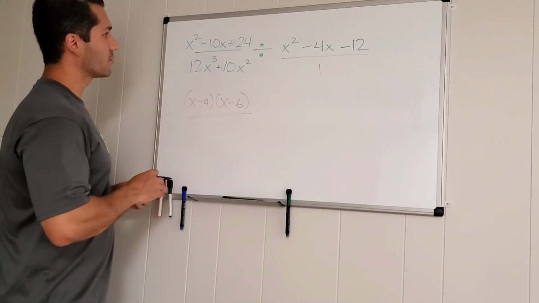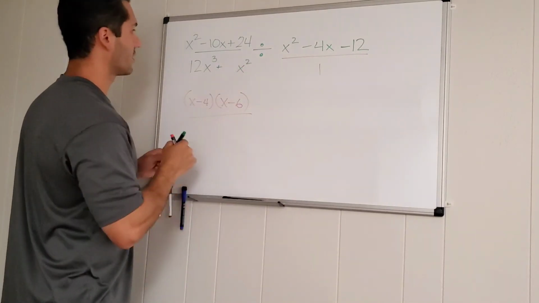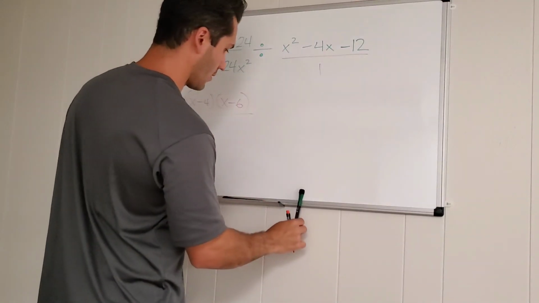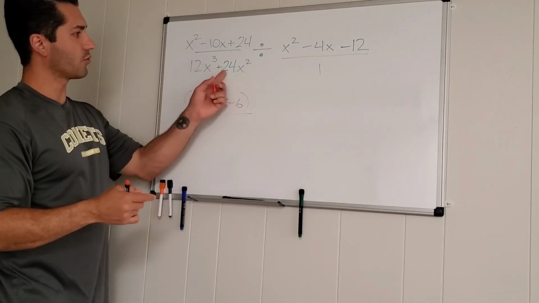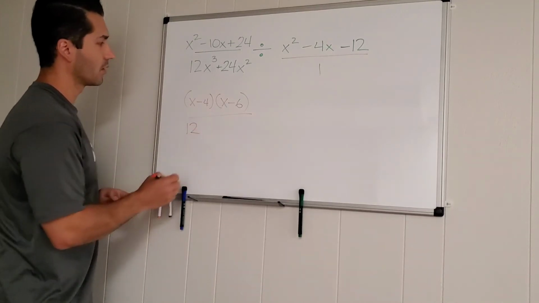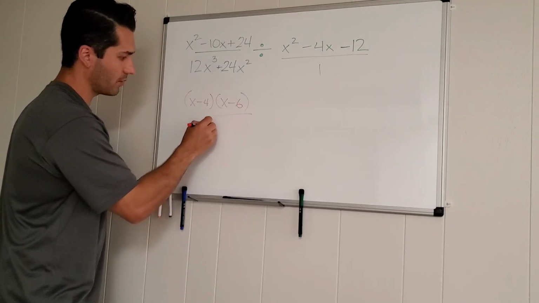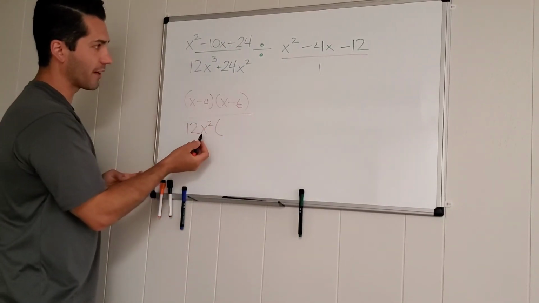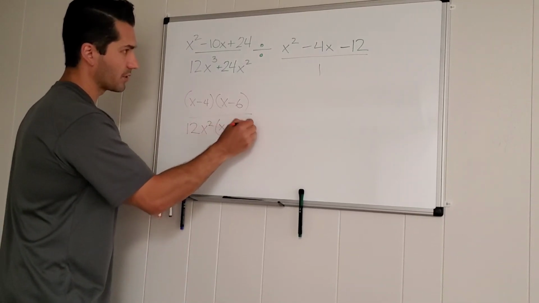12, oh, I screwed this up. That was supposed to be a 24. Let's just fix that. And now 12x to the third plus 24x squared. 12 and 24, I could factor out a 12. X to the third, x to the second, I could take out two x's from both of them. And then what would be left behind, if you remember how it works, you are dividing that 12x squared out. You'll be left with an x plus 2.